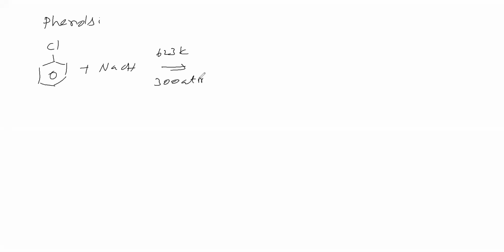Why do we have to give high pressure? In chlorobenzene, a partial double bond is there between carbon and chlorine. Therefore, it will not undergo nucleophilic substitution reaction easily. In order to force it to undergo nucleophilic substitution, we provide high temperature and very high pressure. Therefore, we get sodium phenoxide. This sodium phenoxide is treated with HCl, and we get phenol.